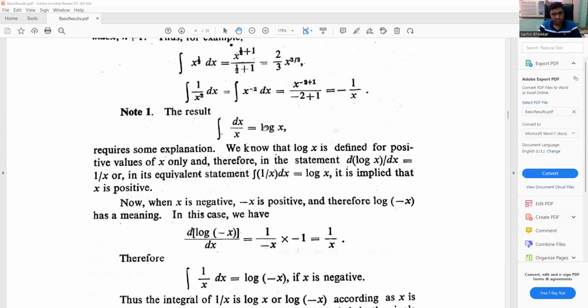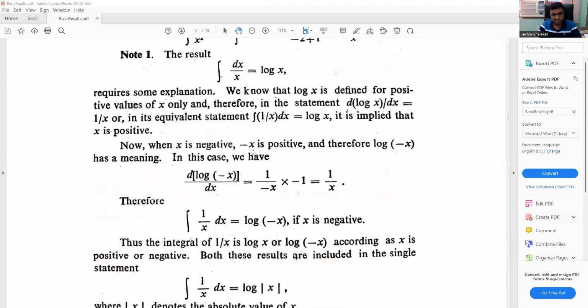So what happens if x is negative? If x is negative, then of course minus x is positive. We can note that derivative of log of minus x is, by definition, 1 upon minus x, and by chain rule, times the differentiation of minus x with respect to x, that is d of minus x by dx, which is minus 1. So simply it is 1 upon x.